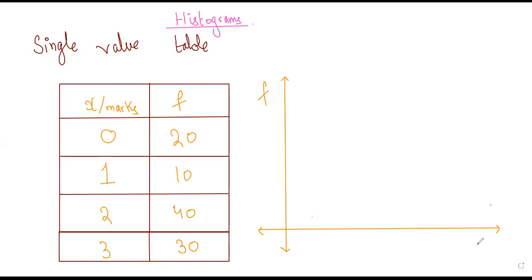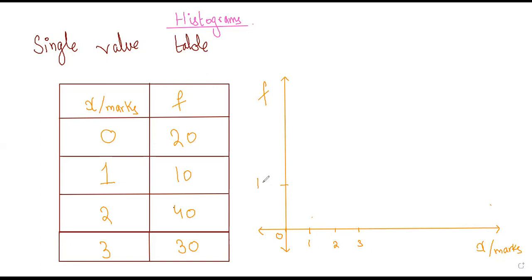This is the frequency. And this is what we have here. Okay, now please pay attention. Now for these scenarios, the histogram is going to be very simple. Let me plot it first. So this is 0, it's 1, it's 2, it's 3. We have the marks on the x-axis, and then on the y-axis, I'll write down the frequencies.